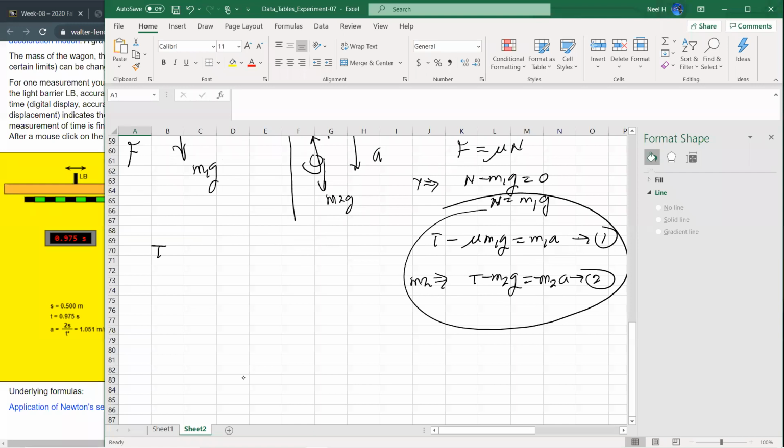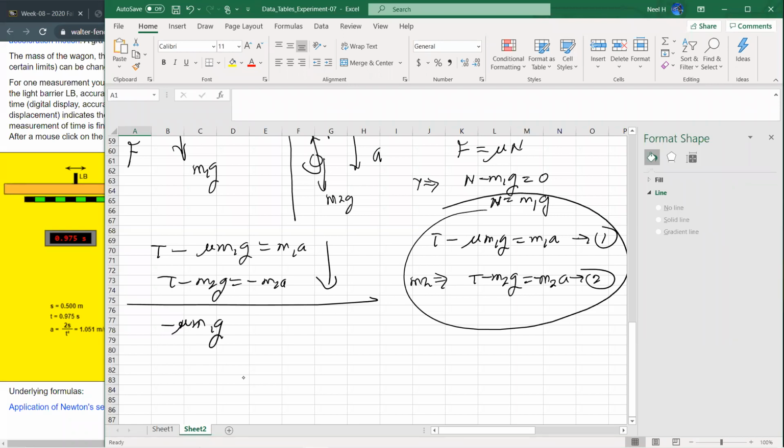If you add them together or subtract them together, you can get rid of T. Mu m1g is equal to m1a. T minus m2g is equal to minus m2a. Let's subtract these two. T cancels out. Negative mu m1g plus m2g is equal to m1 plus m2 times acceleration. Then I can find the acceleration.